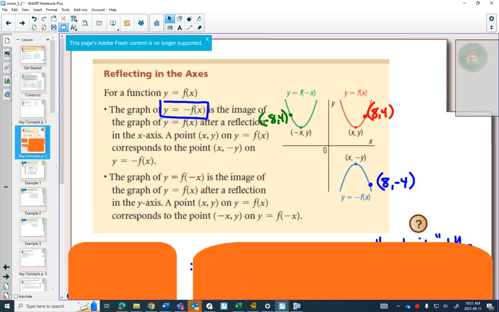So again, we're developing a pattern for inside the function, outside the function. Inside affects everything horizontally. Inside always affects the x values. Outside is always something vertically. Outside affects the y values.